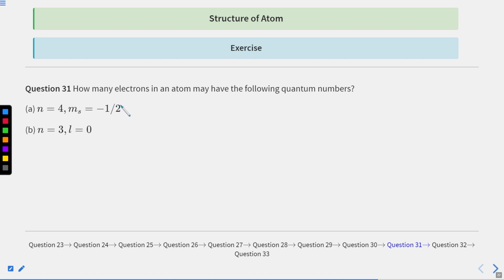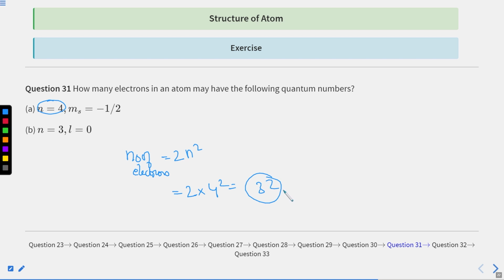Now in this we will see how many electrons in an atom may have the value of the following quantum number. So for n is equal to 4, 2n square is the formula for the number of electrons. Now n has a value of 4, so 2 into 4 square, that is 32 electrons are possible for n is equal to 4.